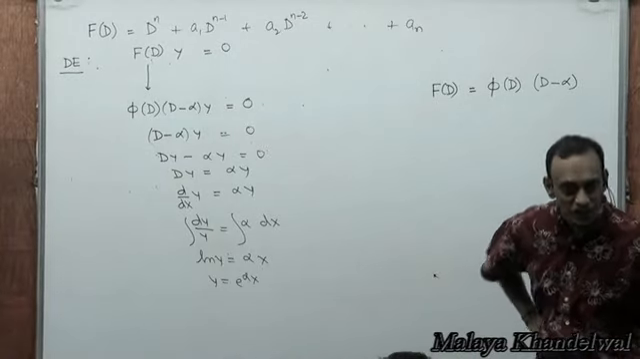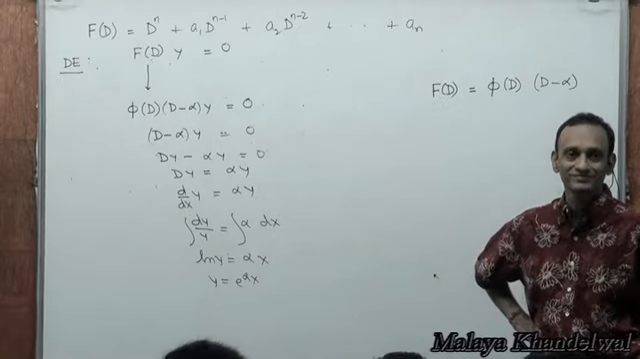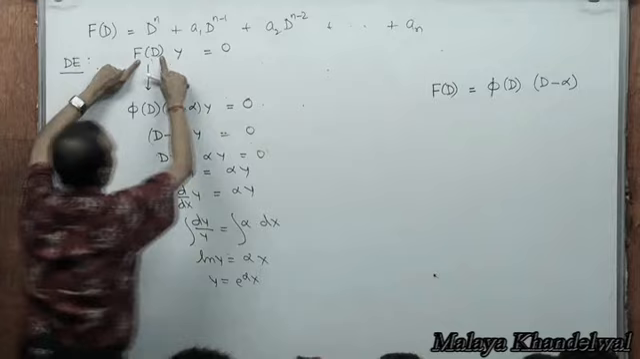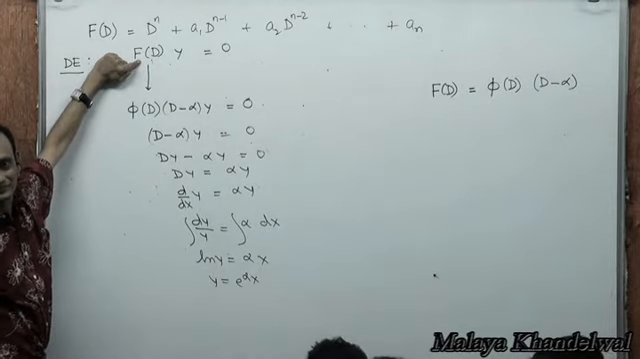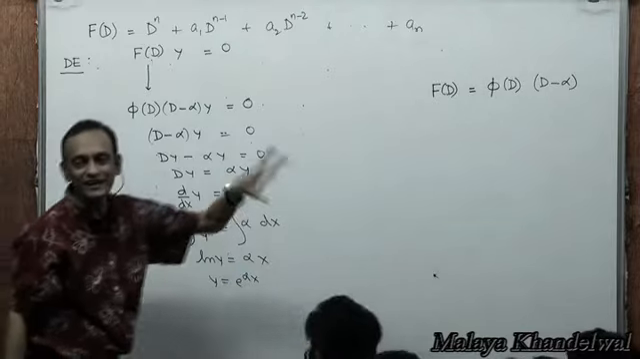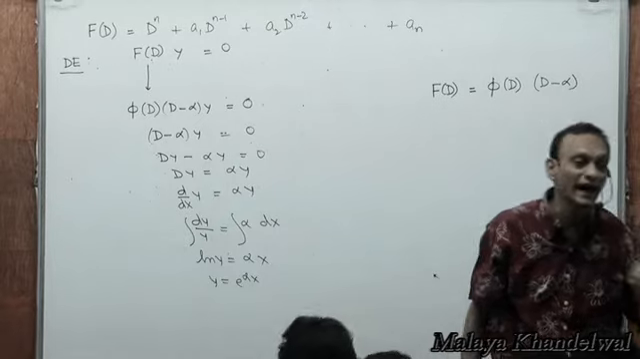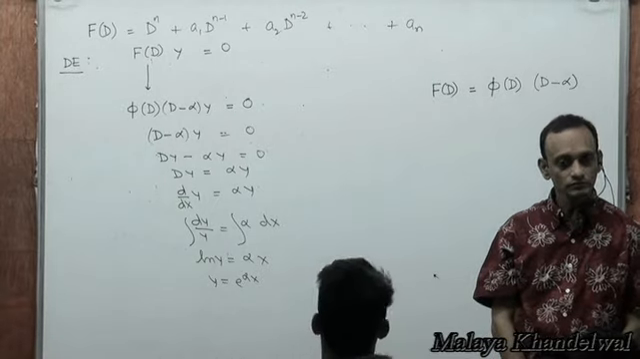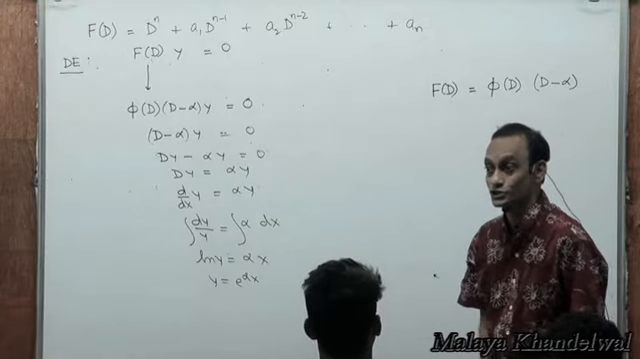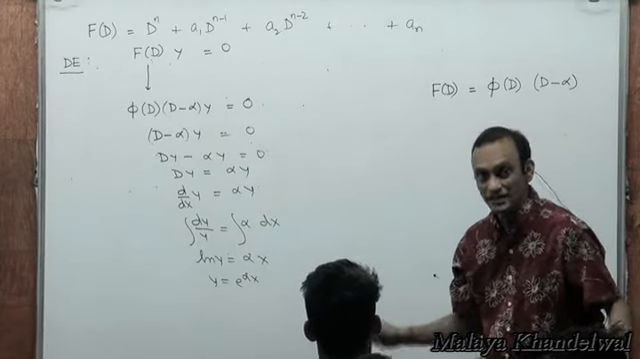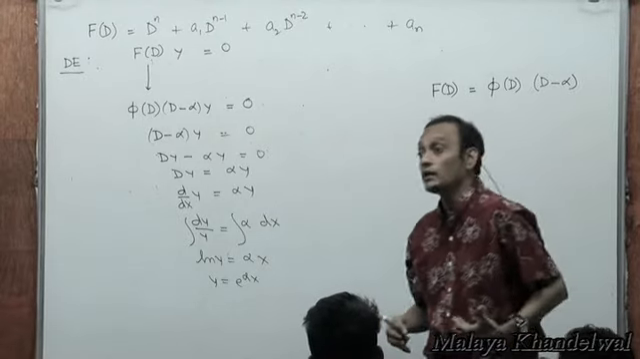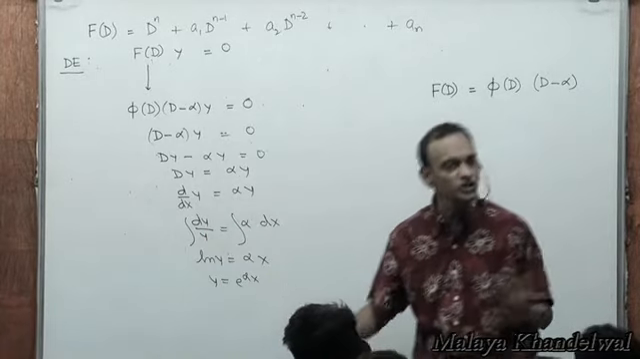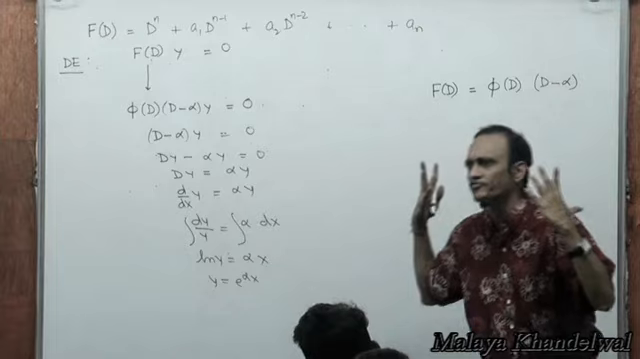y equals e to the power alpha x is a solution to this differential equation. That means if f(D) has one of the factors D minus alpha, then one of the solutions is e to the power alpha x. This of course by no means is a general solution. We are only trying to build the structure, because the general solution must contain n arbitrary constants. So this is not the general solution. This is one solution that I have obtained.